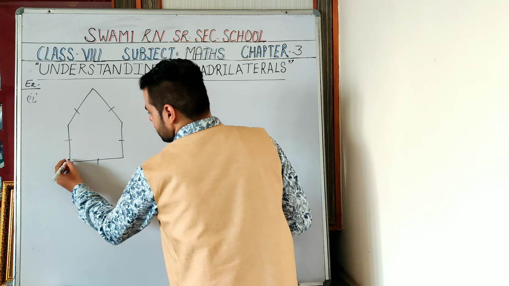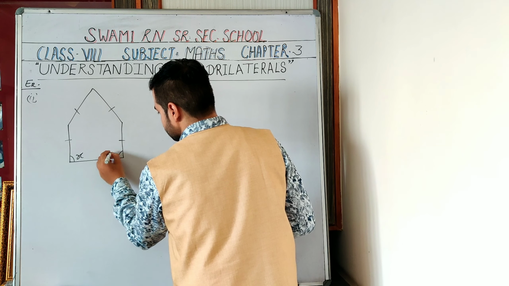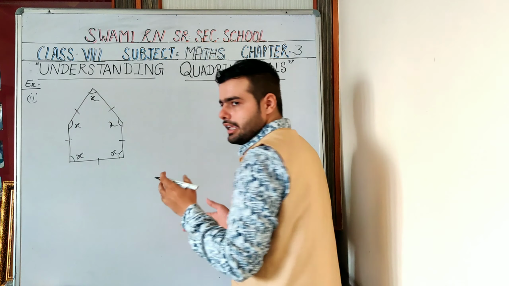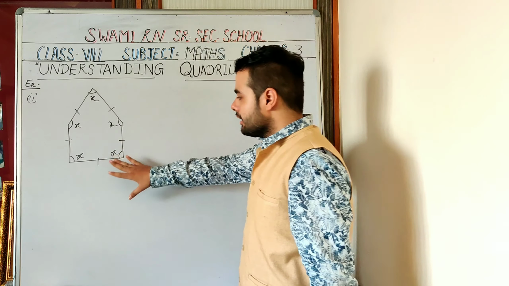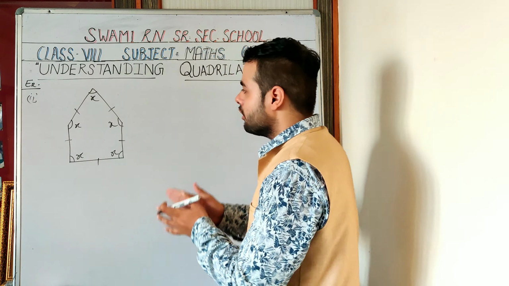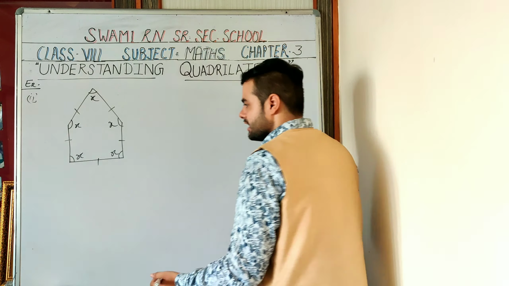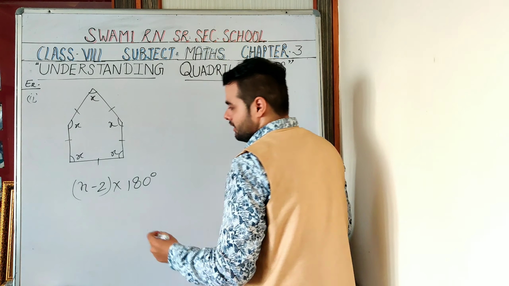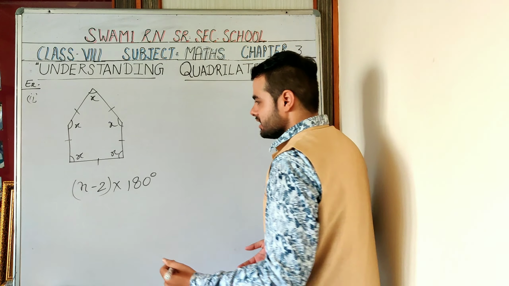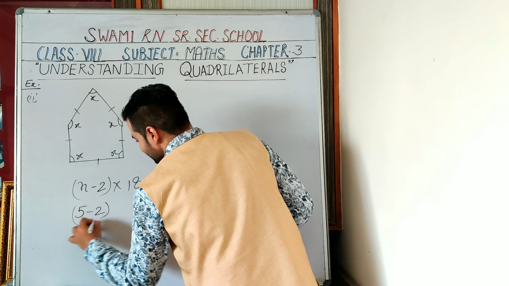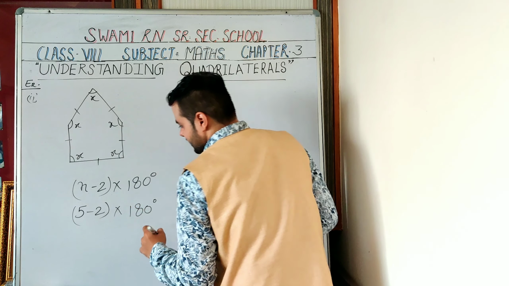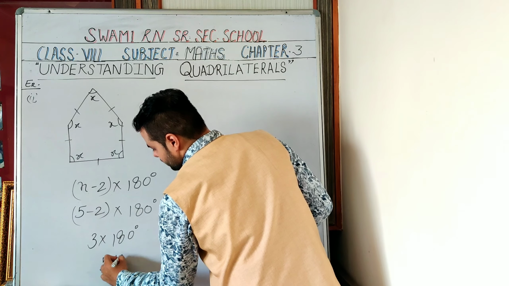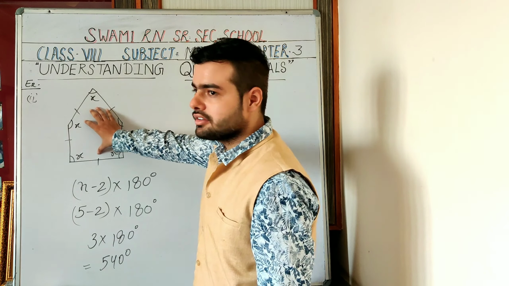Angles are not given, so we will take x for all the angles because in a regular polygon the angles are equal. Now in a pentagon, we can find the sum of all interior angles by using the formula (n minus 2) multiplied by 180. n means the number of sides, that is 5. (5 minus 2) multiplied by 180, that is 3 multiplied by 180 is equal to 540. So that is the sum of interior angles of a pentagon.